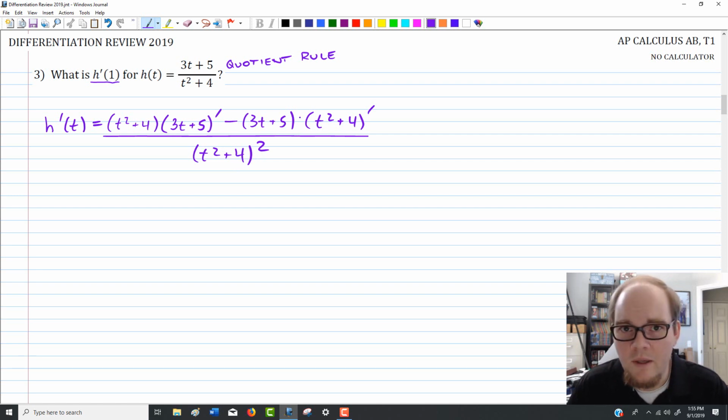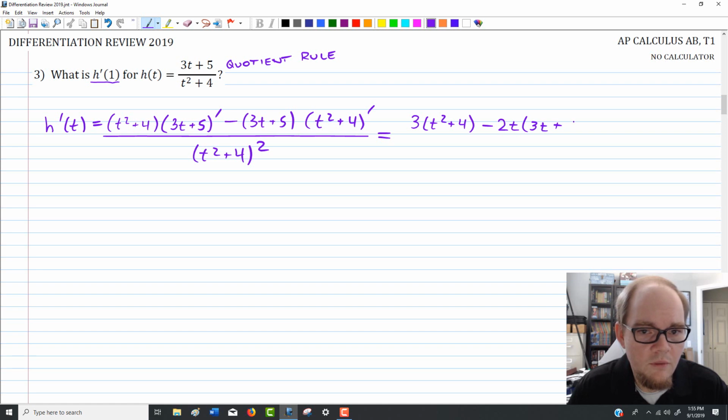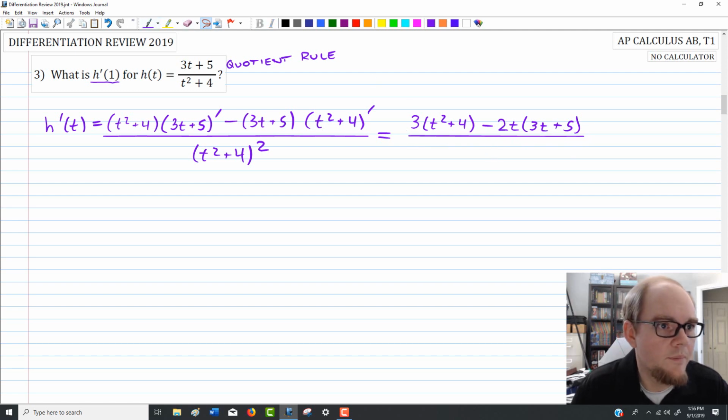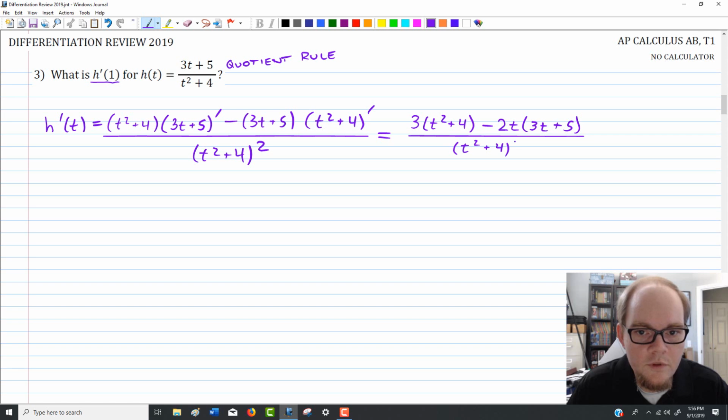Now all that's left is evaluating some derivatives, distributing some stuff in, and simplifying it as far as we want to, as well as, of course, plugging in 1 at the very end. So as far as ingredients here, the derivative of 3t plus 5 is 3. So I'm going to write this as 3 quantity t squared plus 4. And then for the second one, the derivative of t squared plus 4 is just 2t. So we'll have 2t times 3t plus 5. All of that was a terrible line. So we're having fraction bar problems here. All of this is t squared plus 4 squared.